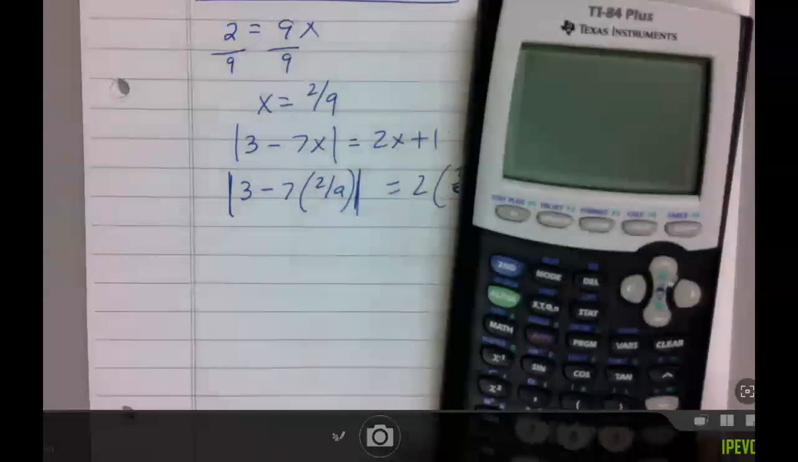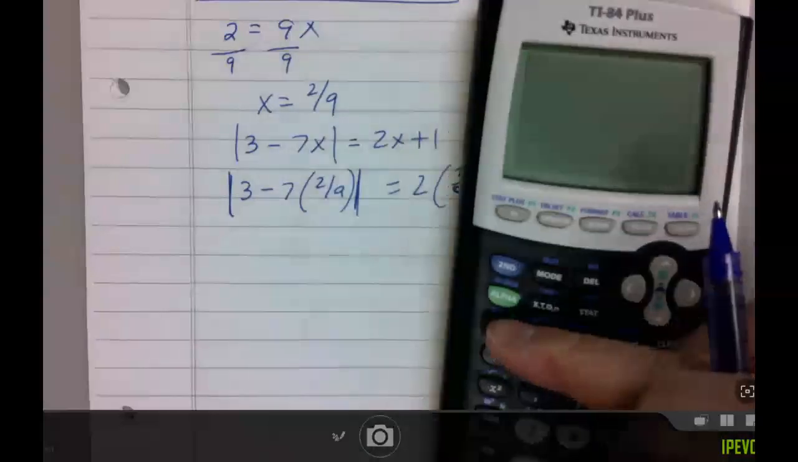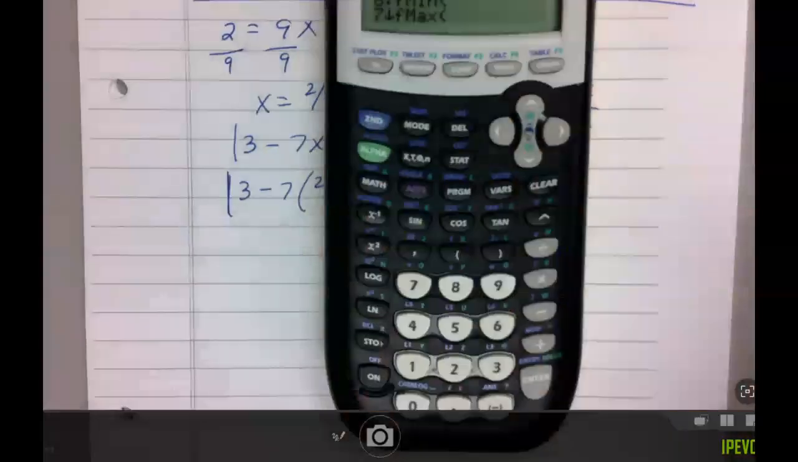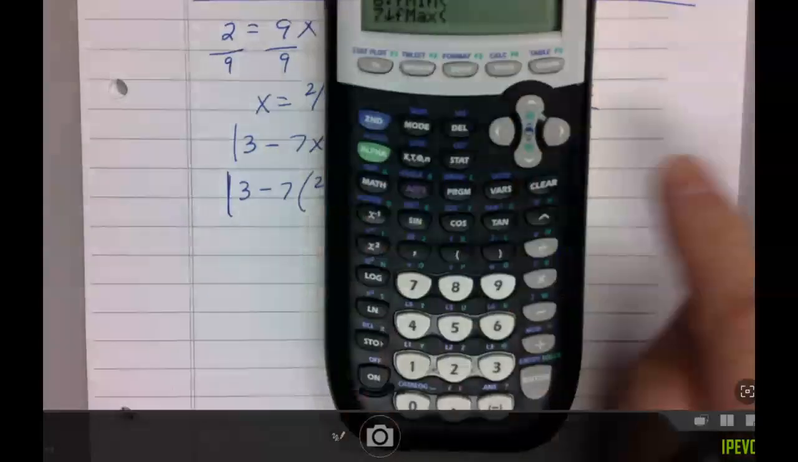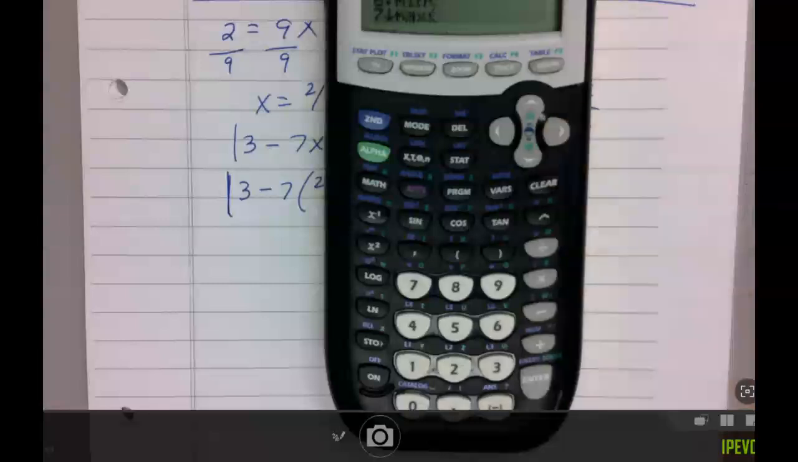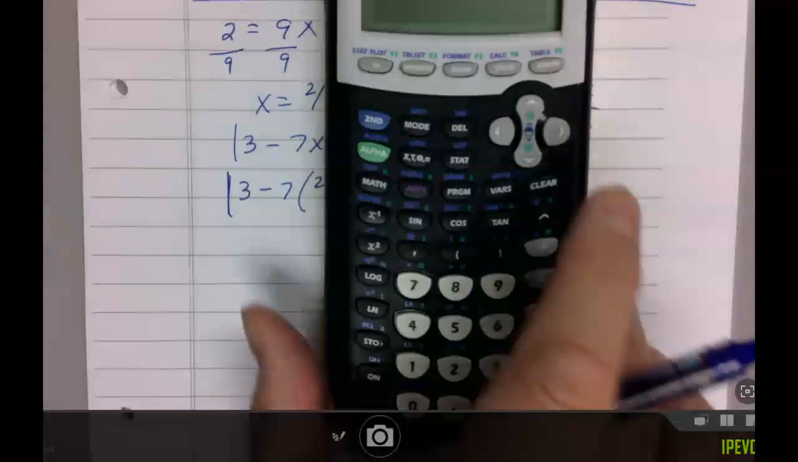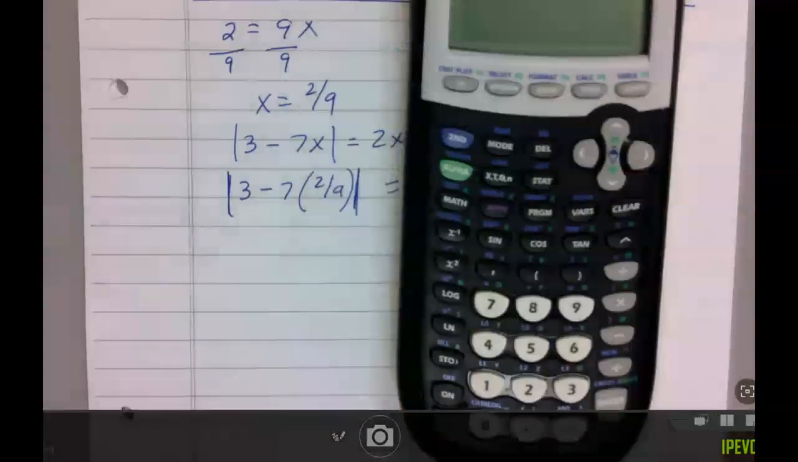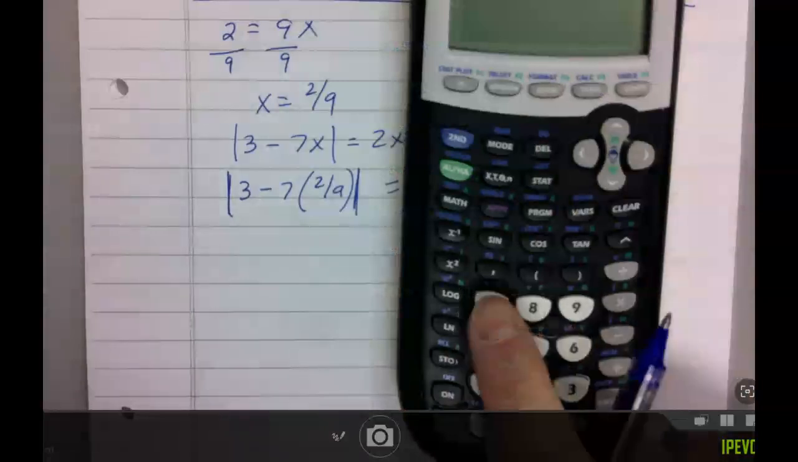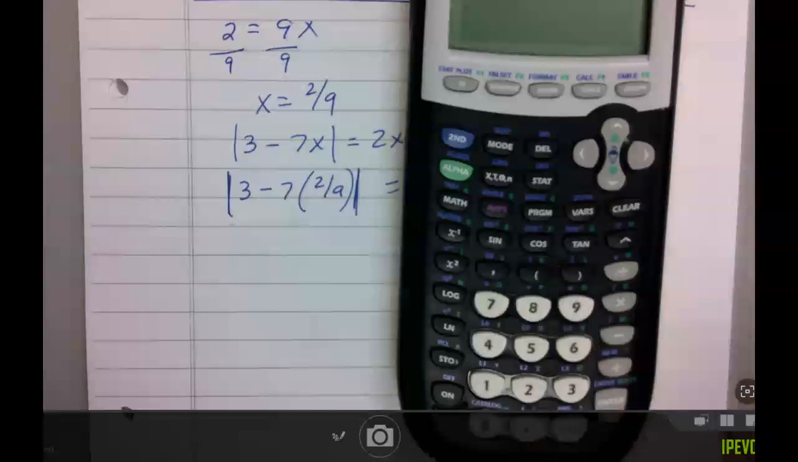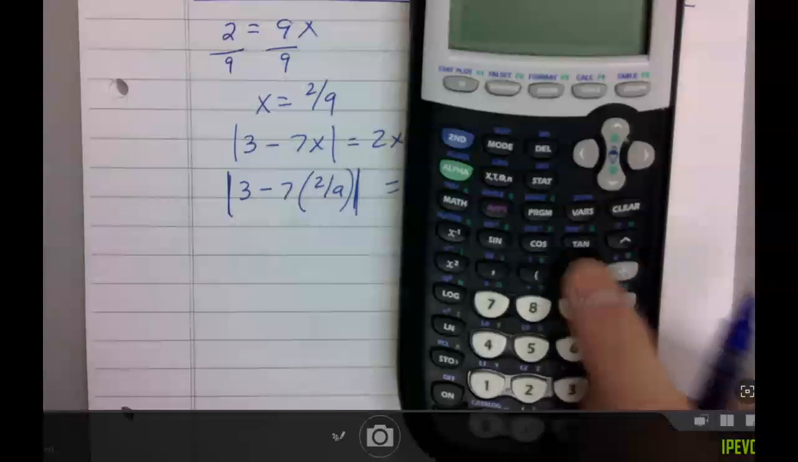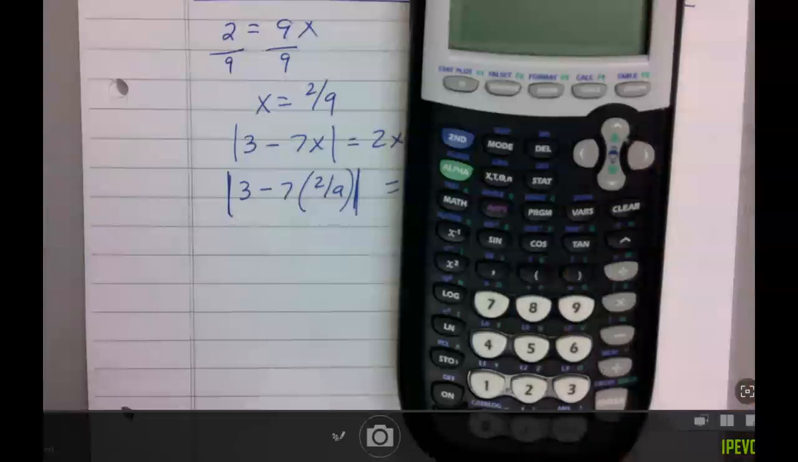Okay, here's what we're going to do. You see where it says math? Hit math on your graphing calculator. Okay? And then right arrow over to number. And you see number 1, ABS. Hit number 1. And then now let's put in 3 minus 7 parentheses 2 divided by 9 close parentheses and then hit equals and it's 1.44444. It's a repeating decimal, isn't it?